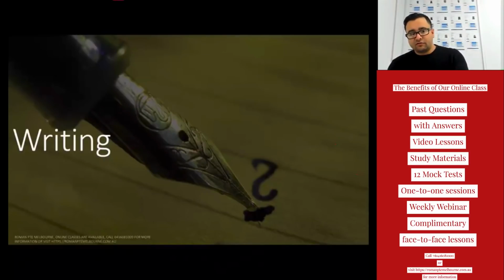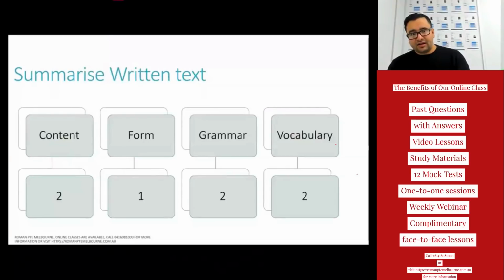So how do you get a score for writing? The criteria for writing is a little complex, especially for essay, but let's just start with summarized written text. Summarized written text, the first criteria is content. That means how many important points you were able to get from the question.